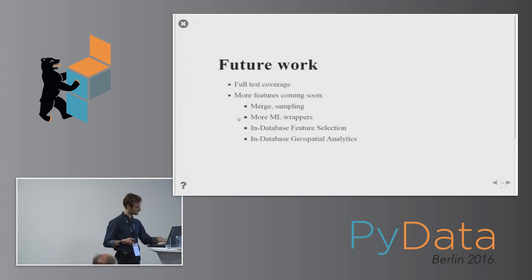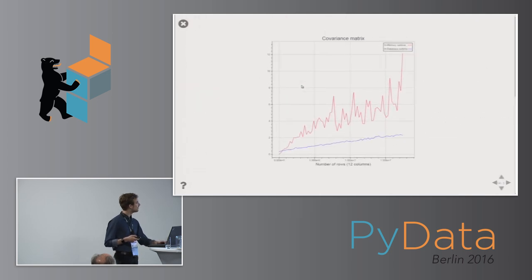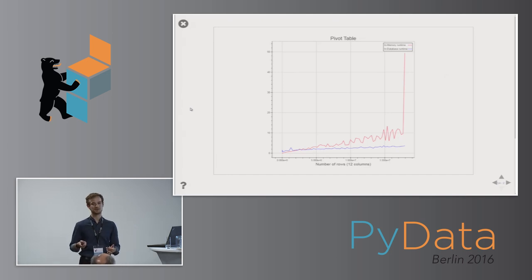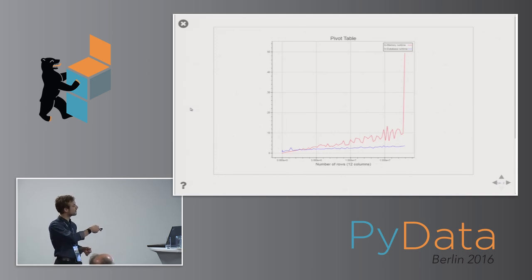I wanted to show another plot. There is another plot after. OK. And this plot is for the pivot table function. If you don't know it, it's a function in Pandas that computes some aggregation based on the values of the columns. And here we just count the occurrences for each class. And so you can see that here again, the in-database runtime does scale better.